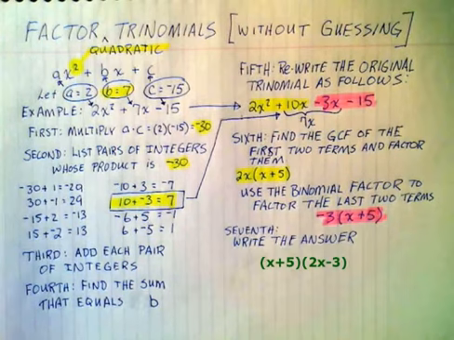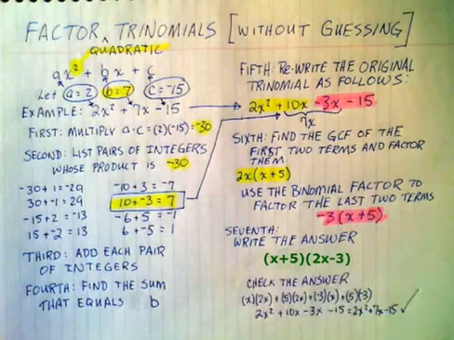We can now write the answer. Use the binomial factor x add 5, and then combine the 2x with the negative 3 to get 2x subtract 3. Always check your answer. It checks out. And that is the end.